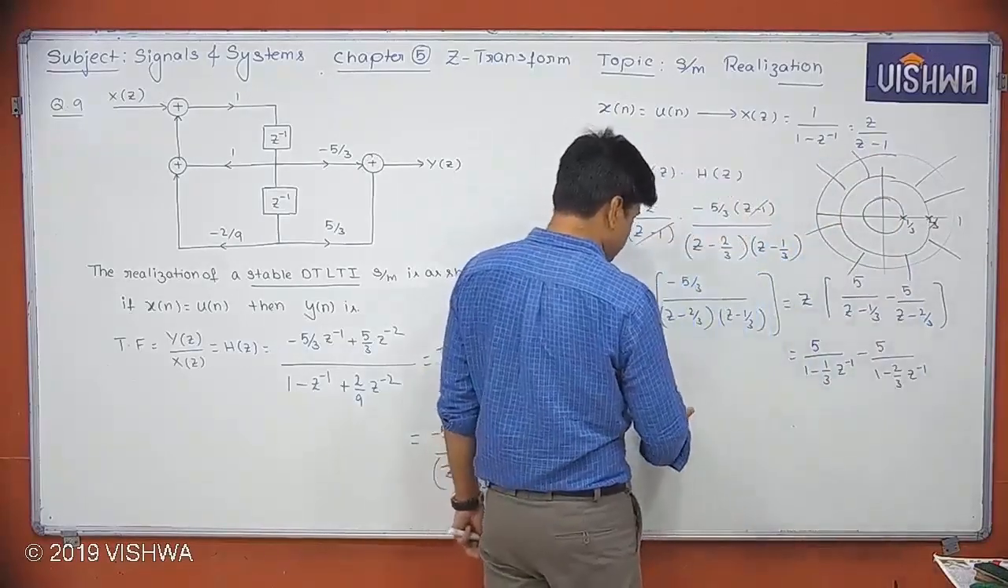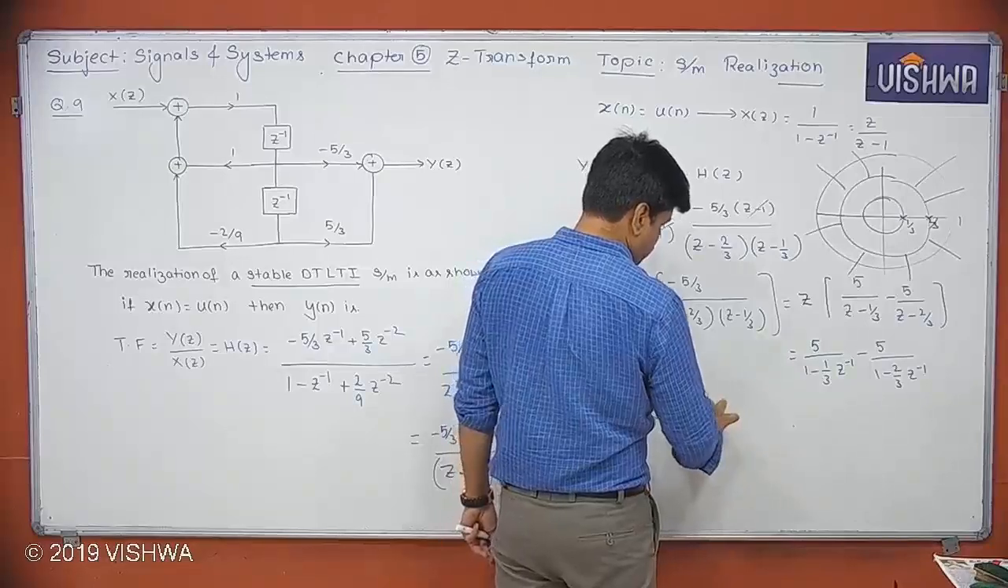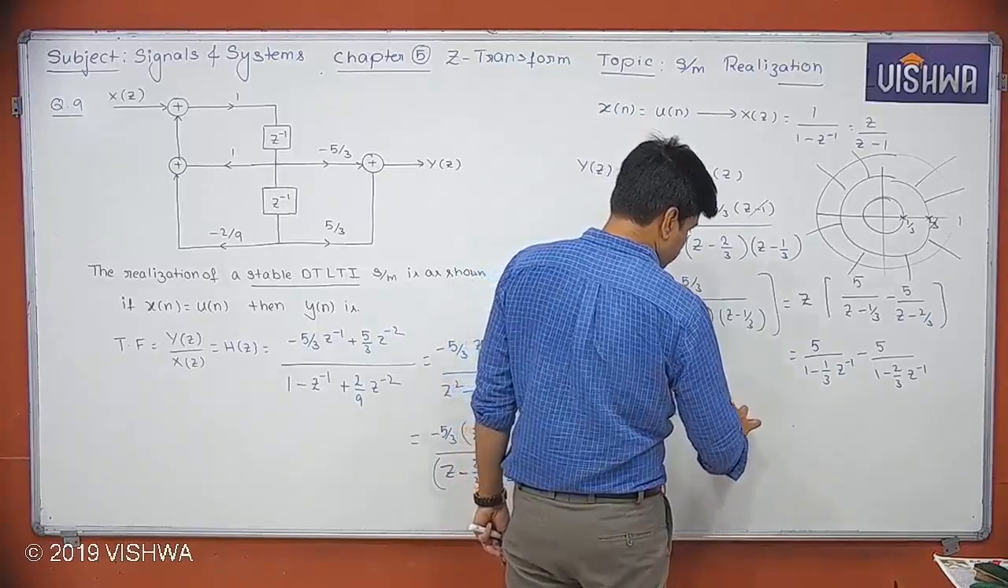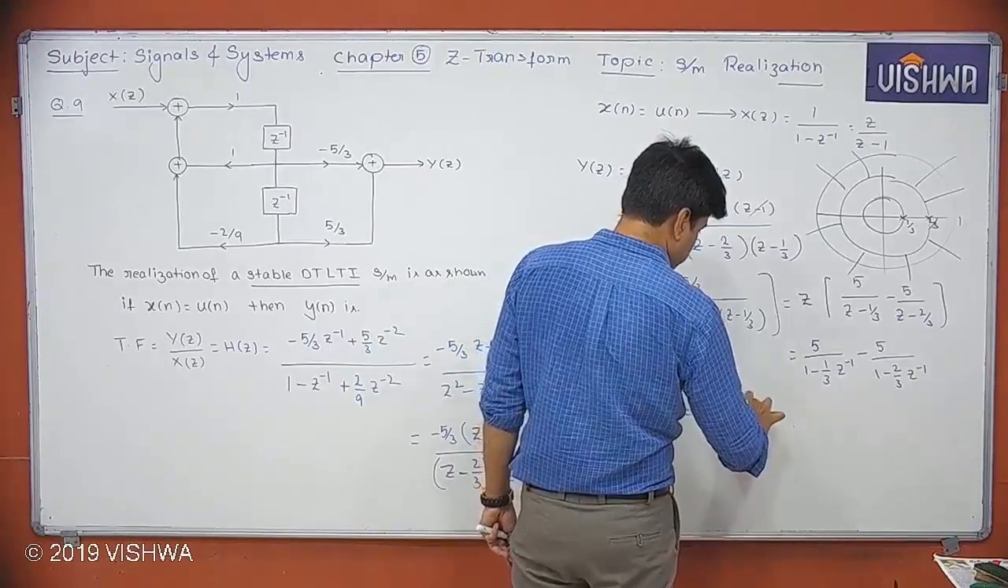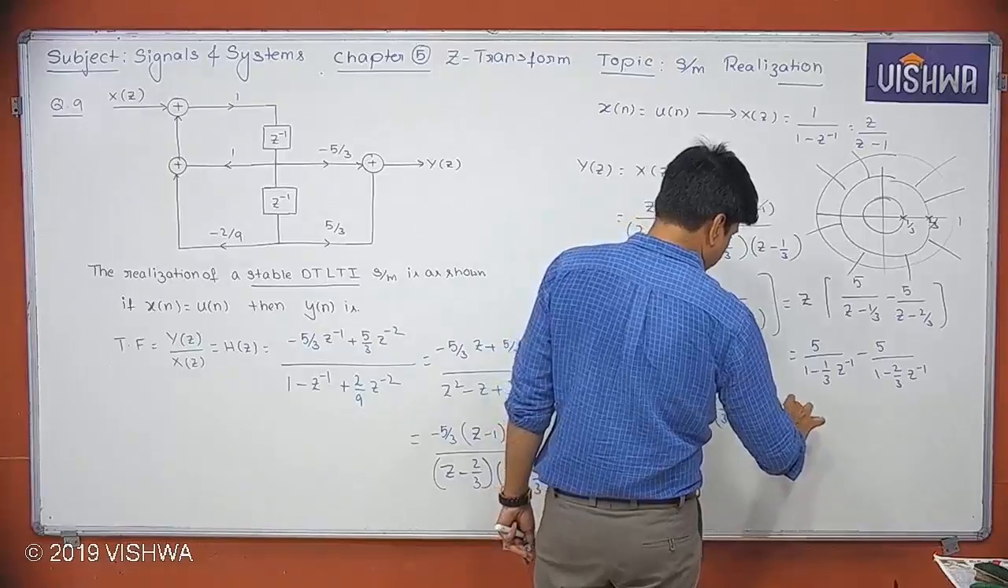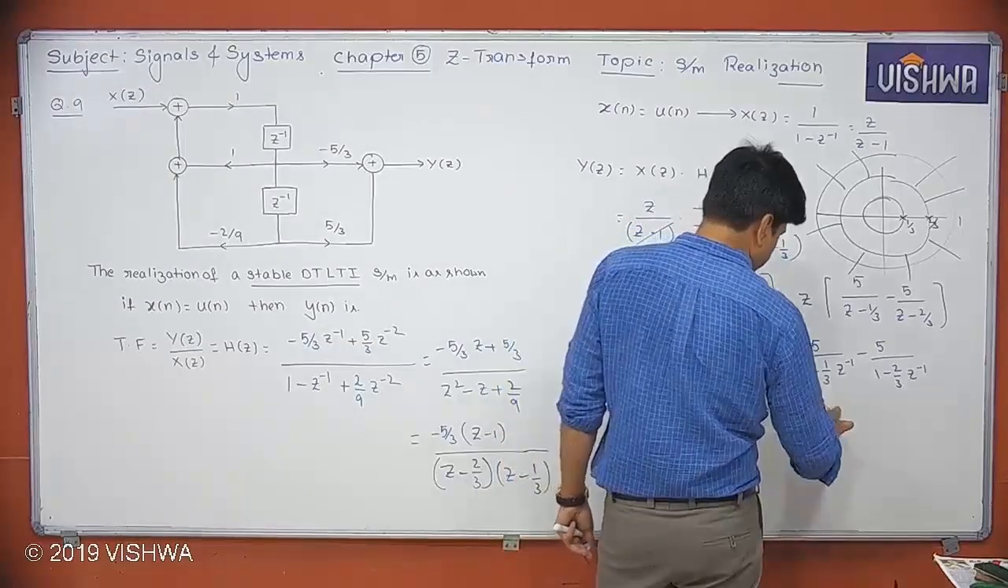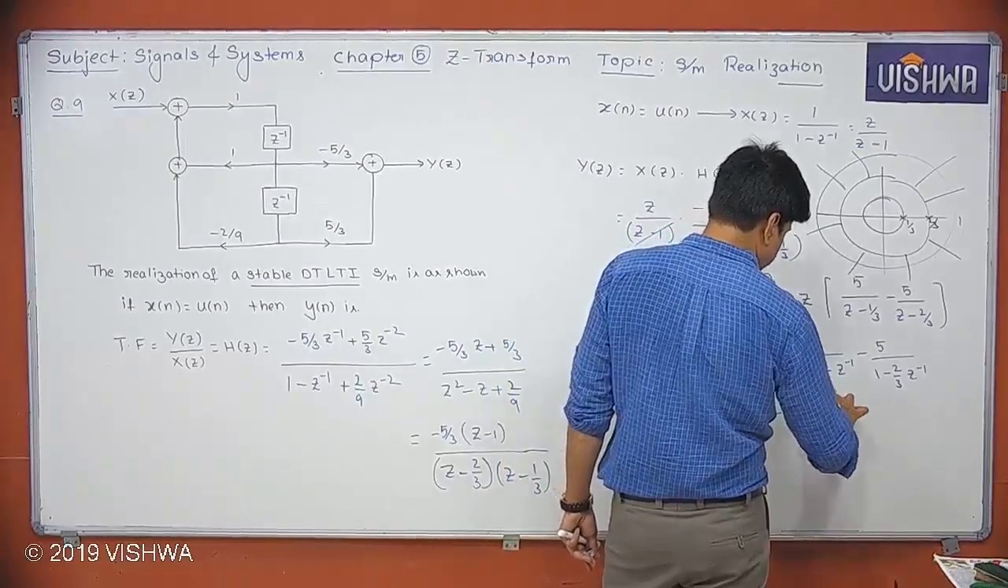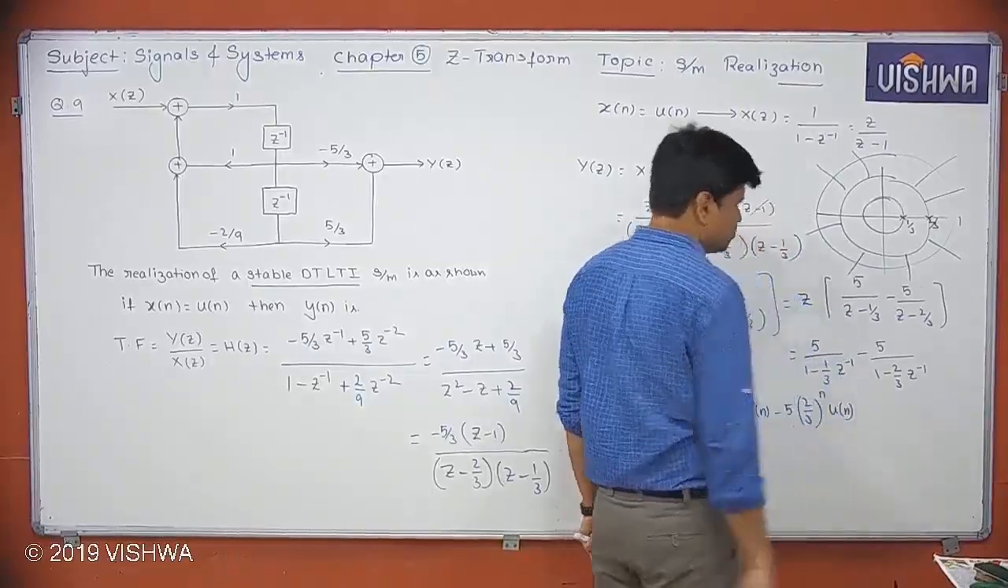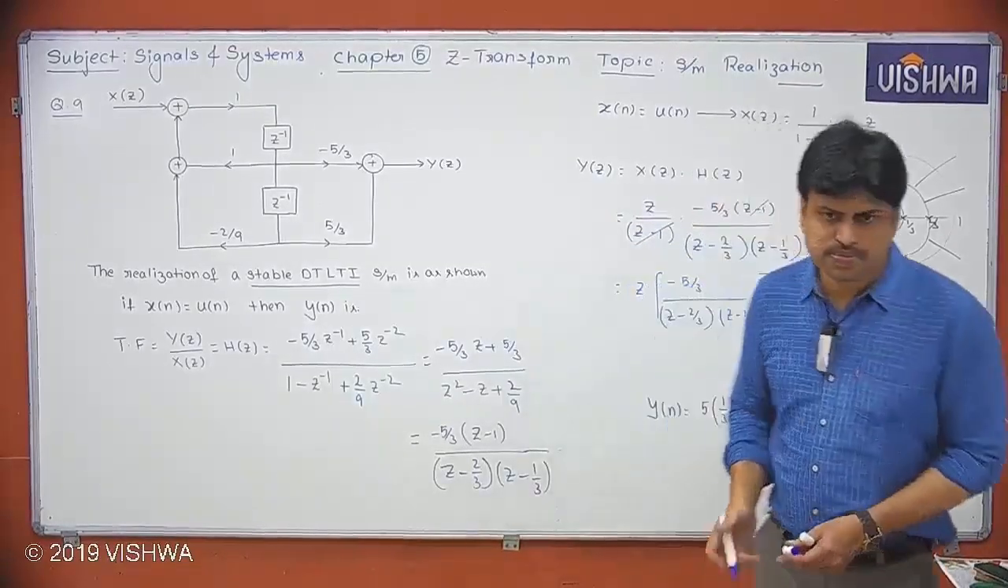So then what is y of n? 5 into 1 by 3 whole power n u of n minus 5 into 2 by 3 whole power n u of n. Right sided signal I have to write. Here, take it.